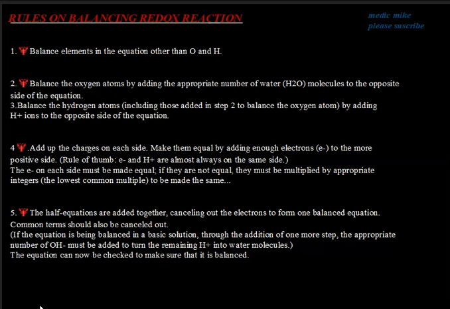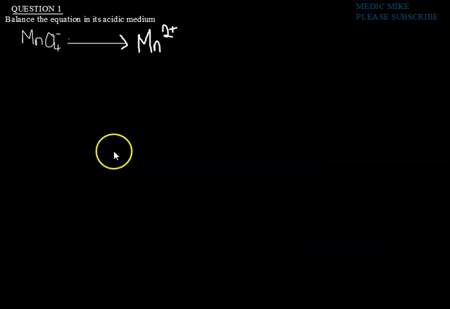Now the aim of this video is to tell us how to balance redox reaction. We have an example here, and these are the basic rules we are going to be using to solve our example. In example 1, question 1 says balance the equation in acidic medium. Redox reaction can be in two different mediums basically, acidic medium or basic medium. For this example, we'll be taking acidic medium, and we'll be using our various rules to balance this equation.